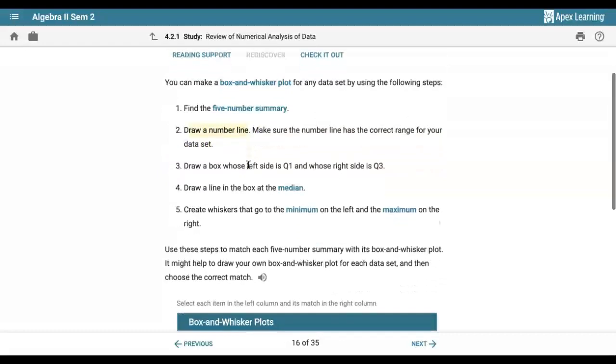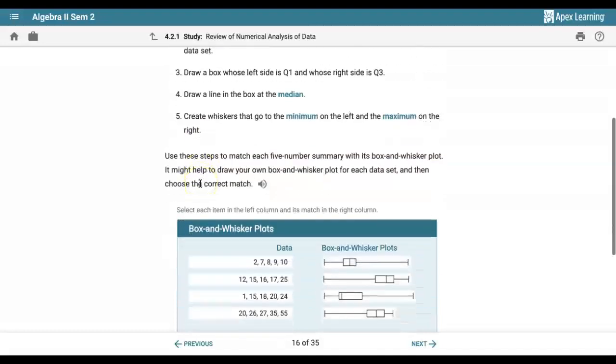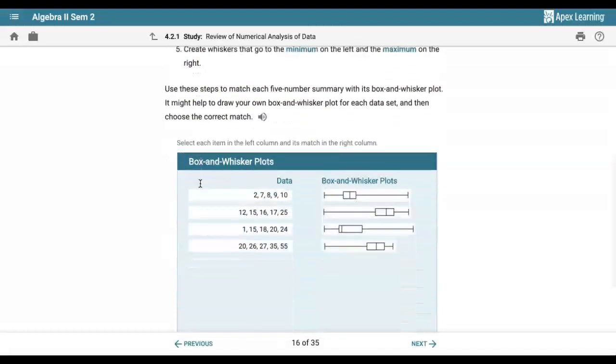Then we have to draw the box, right? The inside box with our 2 quartiles. So quartile 1 is the left side, quartile 3 is our right side. Then we draw our line in the box at our median. All right, and then we create our whiskers again to, of course, show the left and the right here. Okay.